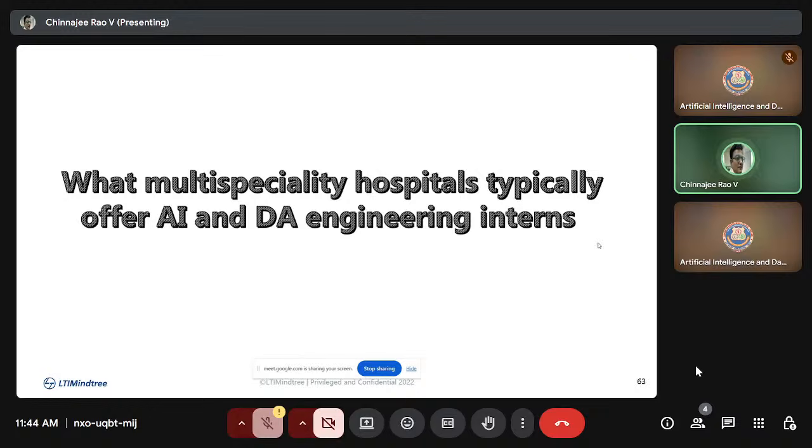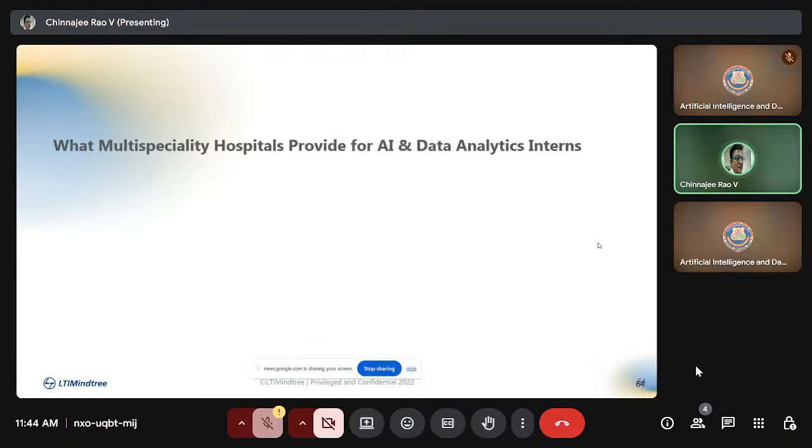Then what a multi-specialty hospital typically offers, what they are going to offer for AI and data engineering students.